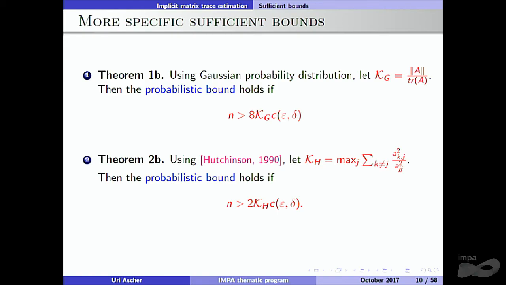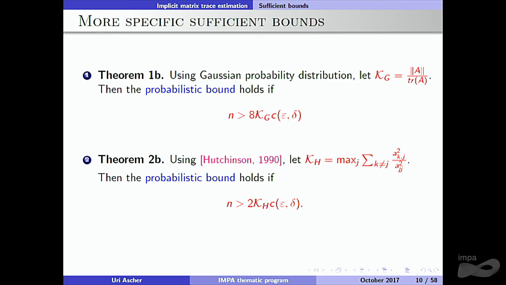You are not allowed to look at the matrix A. It's a black box, but you are allowed to wonder what properties it has, because maybe it comes from a family of matrices. So suppose now we look at the properties and we can define kappa G, G is for Gaussian, to be the norm of A over the trace of A. If that is small, then we have a better bound. For example, if the matrix is diagonal, then the norm, when I write norm without anything, is the least squares norm, so here it is the largest eigenvalue. The trace is the sum of the eigenvalues. So if the sum of the eigenvalues is significantly larger than the largest one, then you have a better bound.